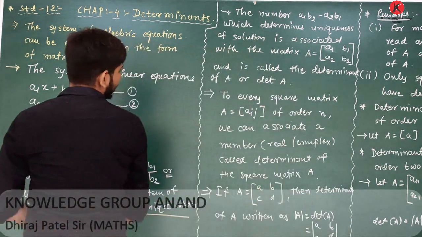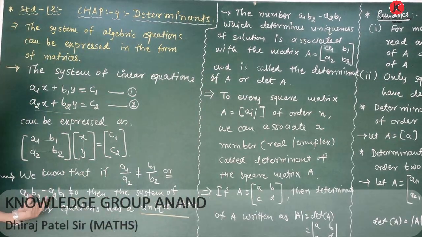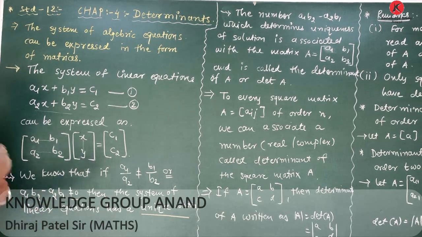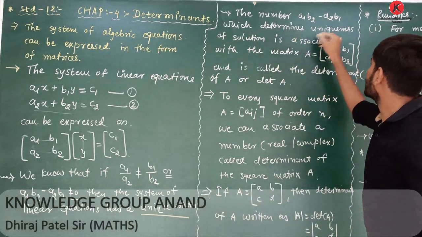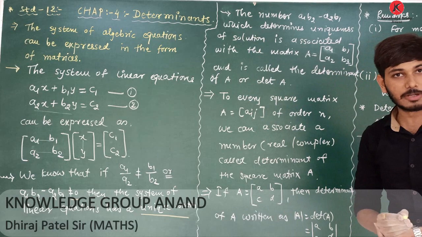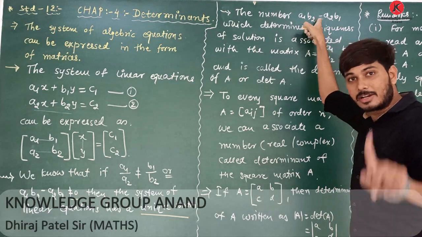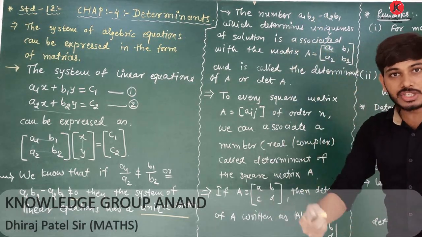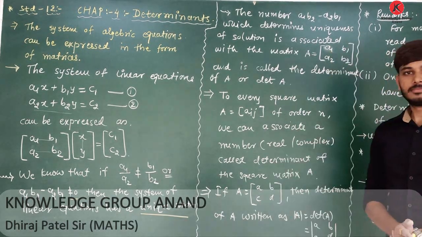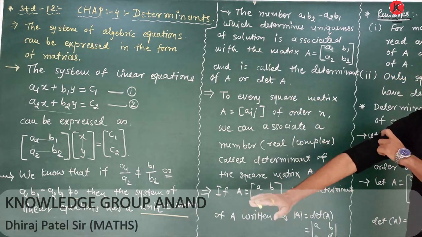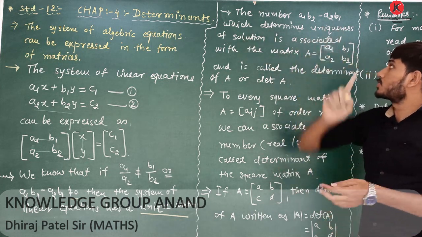Now see here, the number a1 b2 minus a2 b1 determines uniqueness of solution. If it is not equal to 0, then the system has unique solution. If it is equal to 0, then the system does not have unique solution. Okay, so the number a1 b2 minus a2 b1 determines the uniqueness of the solution.